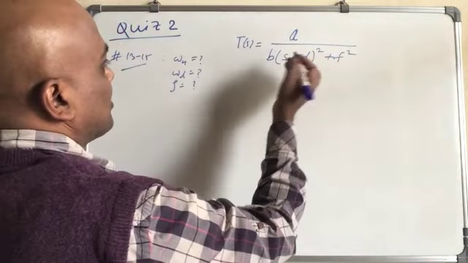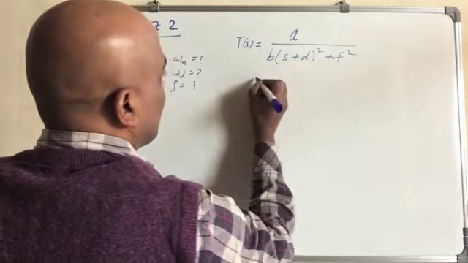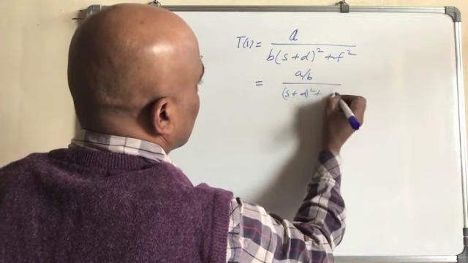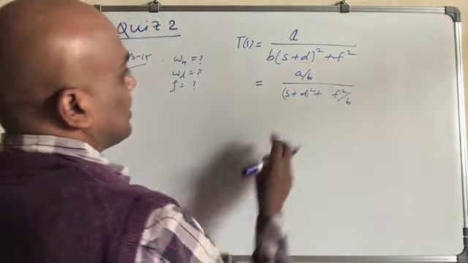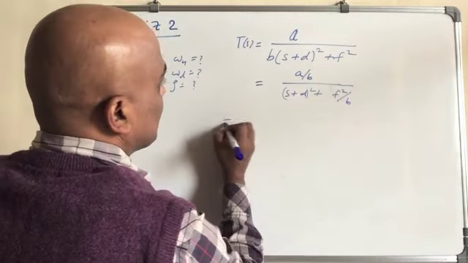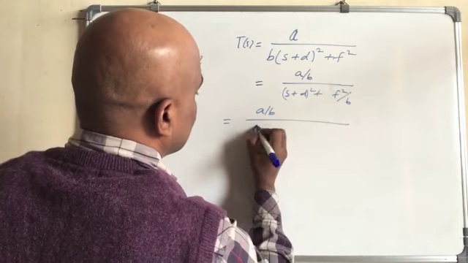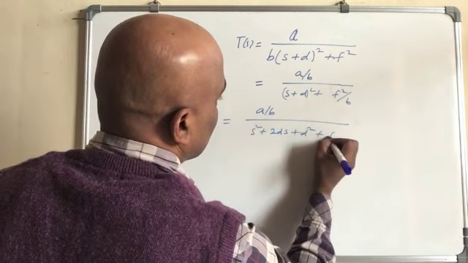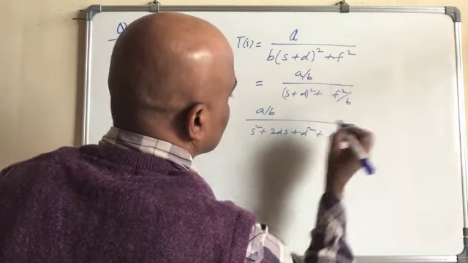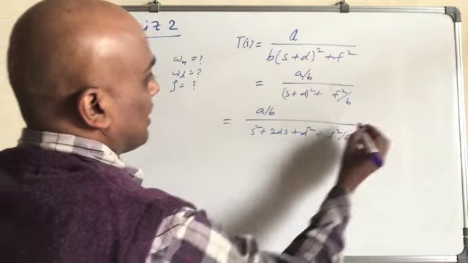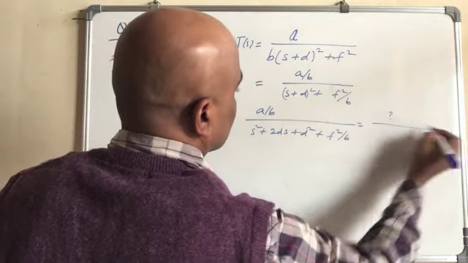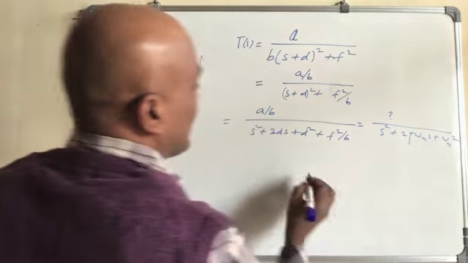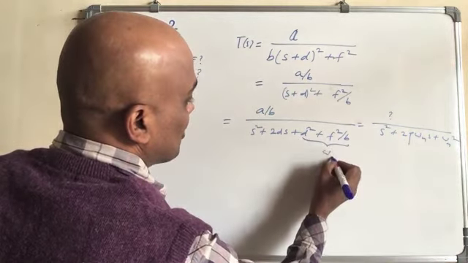So it's very easy actually. What you have to do is write this as equal to A over B, and then you have (s plus D) squared plus F squared over B, right? And that will be equal to A over B, and then s squared plus 2D s plus D squared plus F squared divided by B. This will be equal to s squared plus 2 zeta omega_n s plus omega_n squared. And from here, we know that this is omega_n squared.